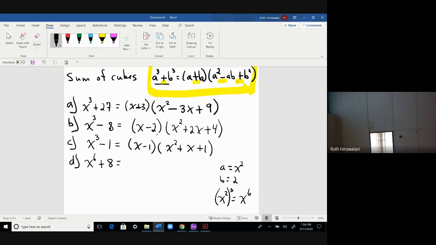If you look at my a and my b and follow the pattern for a sum of cubes, I want a plus b, then my a squared. If I take x squared and square it, I get x to the 4th. Minus a times b, minus 2x squared, and then plus my b squared, plus 4.